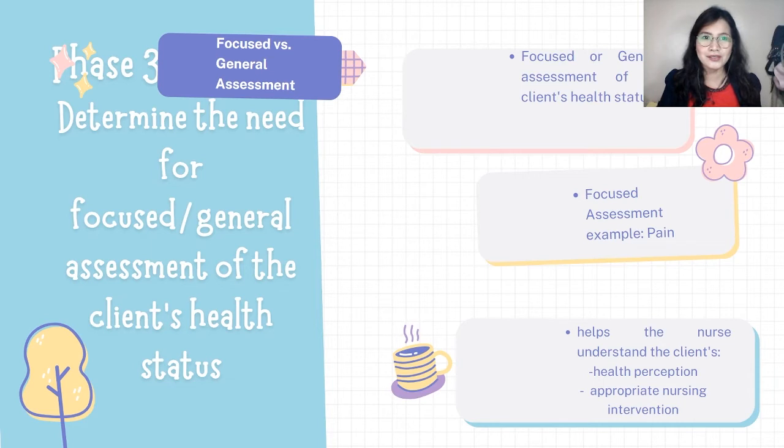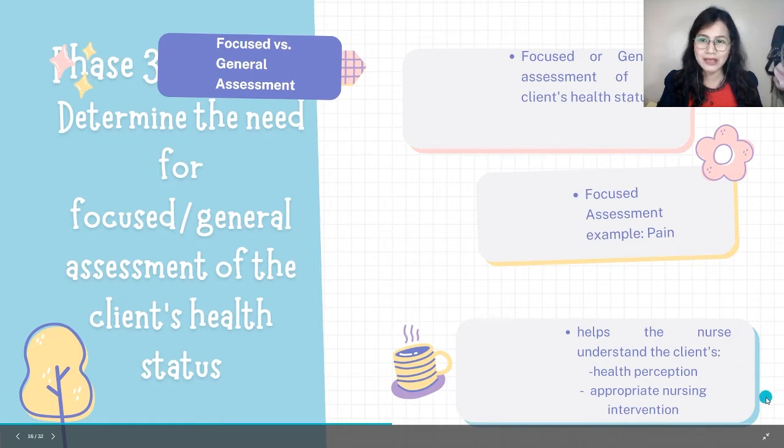Phase 3 is to determine the need for focused or general assessment of the client's health status. So, if the client expressed a specific health concern related to pain during the preliminary information phase, the nurse then focuses on determining the exact nature of that concern first. Using the chosen model, the nurse determines the nature and scope of any additional information that is needed to facilitate the identification of concerns and strengths within the context of the situation.